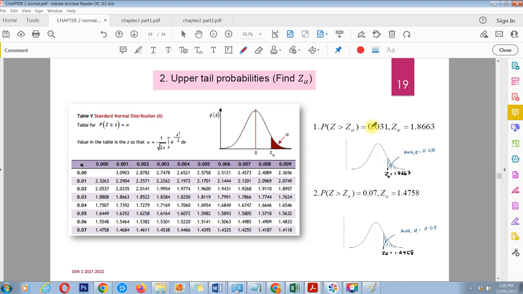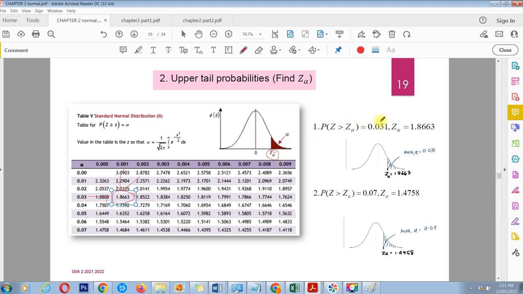So if they ask like this, say 0.031, you need to find here where the area 0.031 is. So this is here. The area under the graph covered here is alpha, and Z alpha is 1.8663. Actually, what is the meaning here? The value in this table refers to Z alpha.